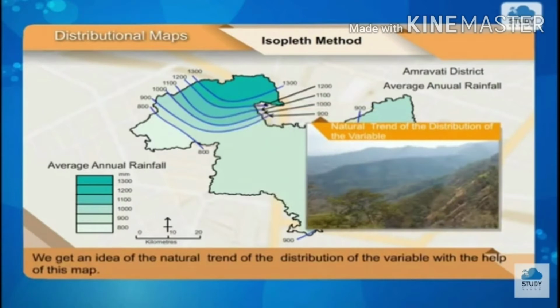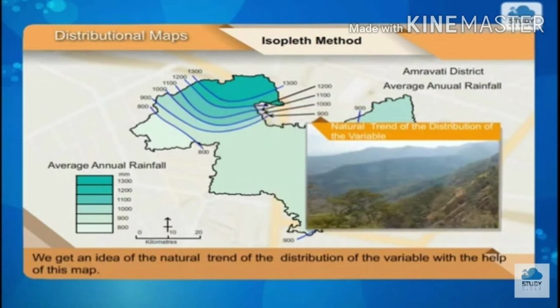By considering the highest and the lowest value of the variable, the class interval is decided to draw the isopleth maps, which in turn decides the difference between the lines. Lines are drawn for the decided intervals. Locations with the same values are joined by the lines.